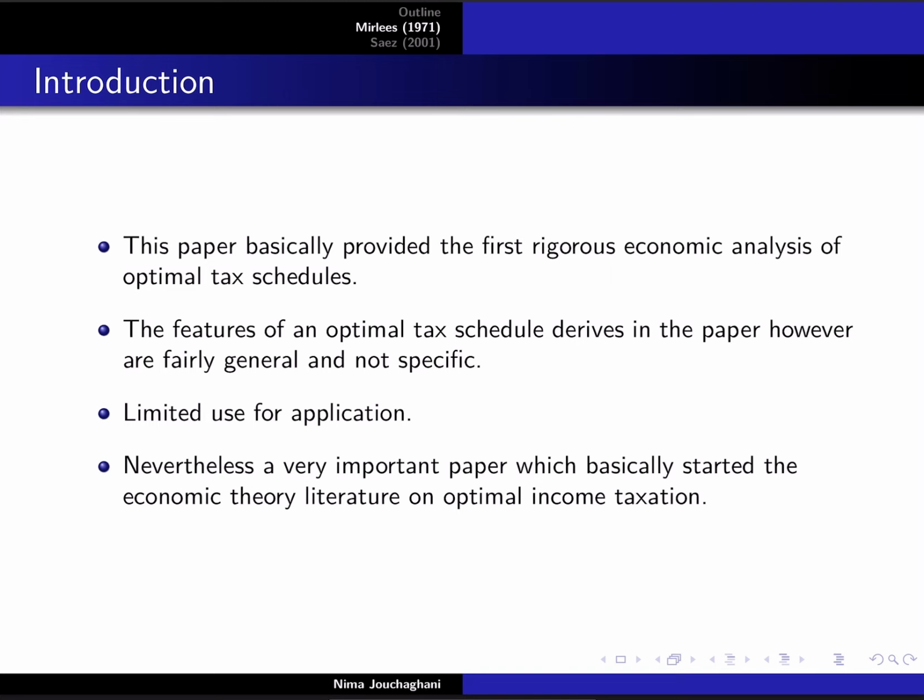So Mirlees is able to derive results, but the features of an optimal tax schedule that he derives are not specific. They're very general, so they have limited use for application. When a policymaker is looking at the results, there is not much that he can derive from this actually. So there is limited use for application.